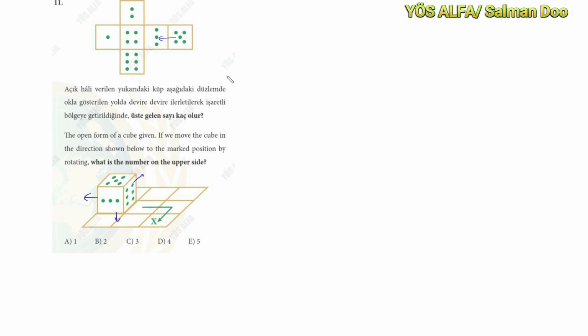Let me make it easier by showing you the rotated version of this open form. So this is a 90 degrees rotated version of the same figure here. So 5 is on top, 3 is on the front surface. So at the bottom surface, we have 4. At the back surface, so we have 1.